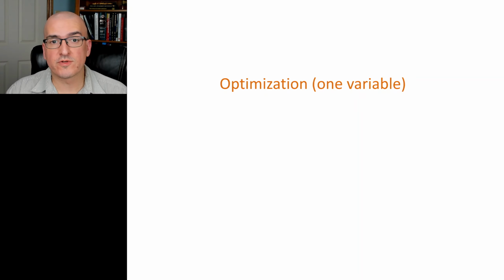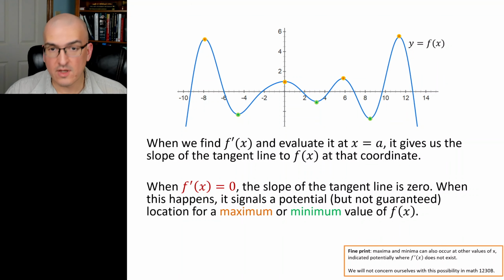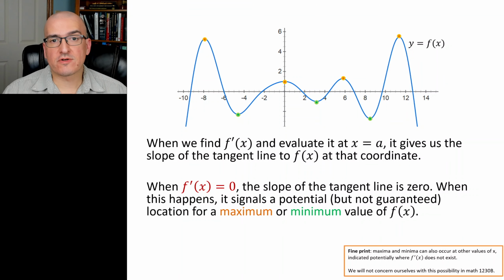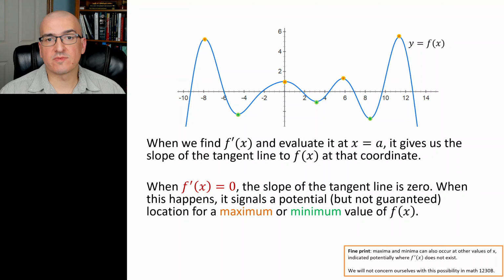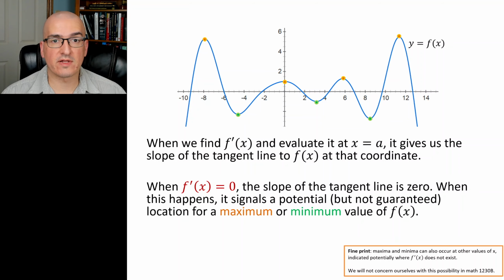In this video, I'm going to describe how to do optimization of one variable functions. Optimization is a procedure that's used to find locations of what are called local max and local min. Local maxima are locations on a graph that look like the top of a hill. So on the graph that's shown here, there'd be all the locations that are marked with an orange dot.